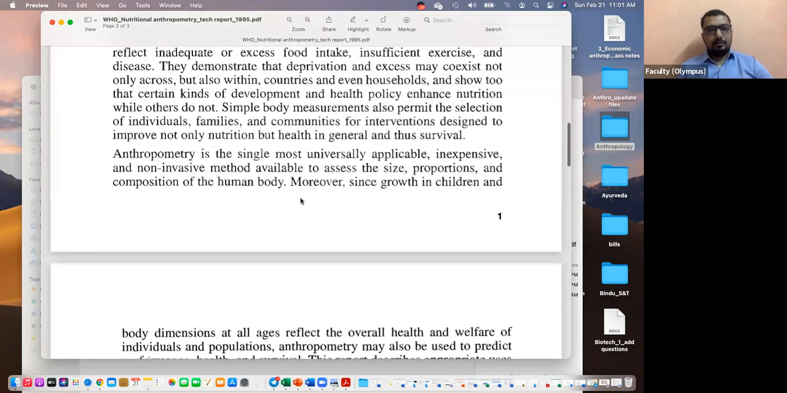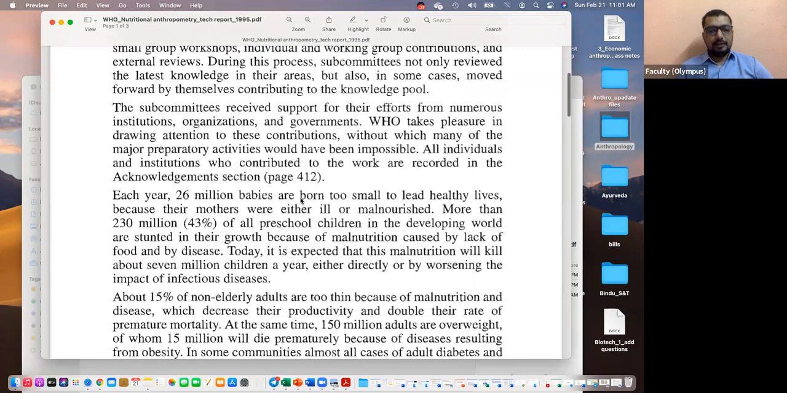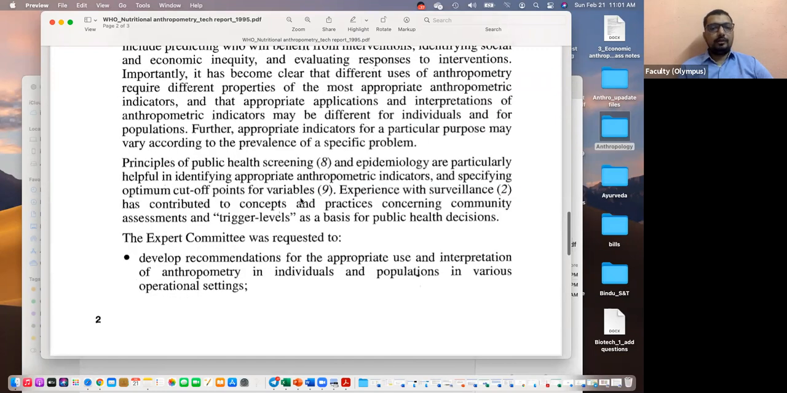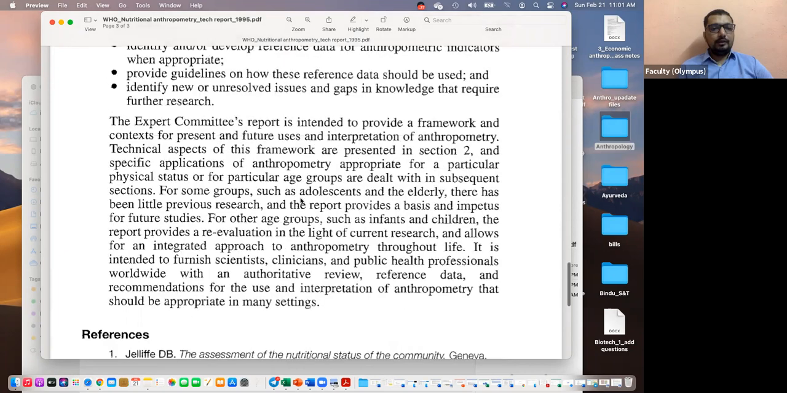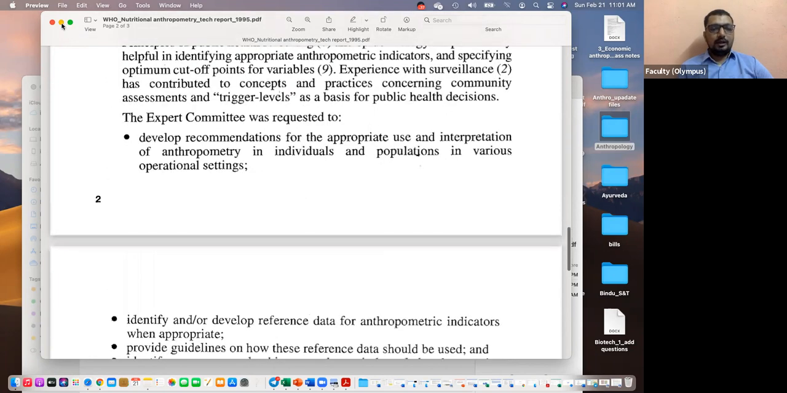Okay, so this is an old document. I think you can find more. Let me check if there's any more recent document that you can give. But this is a standard document. I don't think much has changed in realizing the importance of anthropometry in the nutritional aspect.